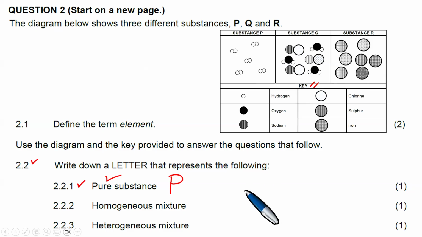Next question. In 2.2, they asked the students to write down a letter that represents the following: a homogeneous mixture. So there's something called a homogeneous mixture, and there's something called a heterogeneous mixture. What is a homogeneous mixture, Paul? Have you ever seen a homogeneous mixture? What does homo mean? Okay, I'm still with Paul here. You are thinking, Paul, right?